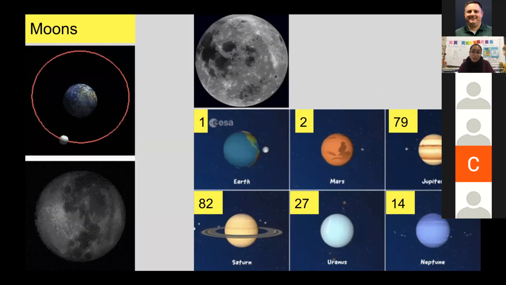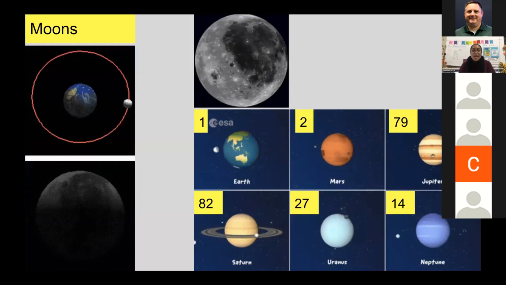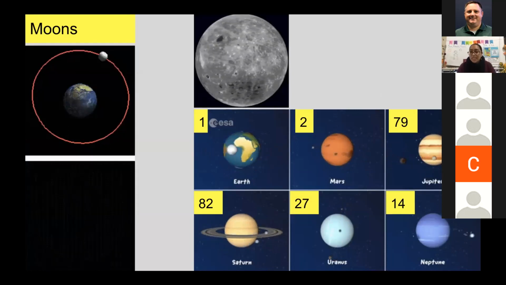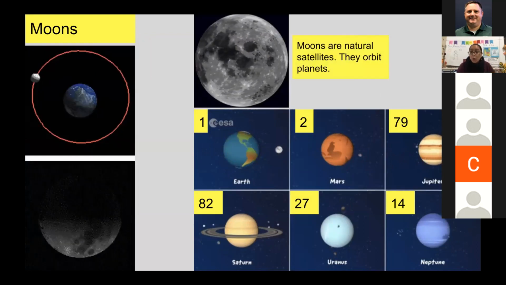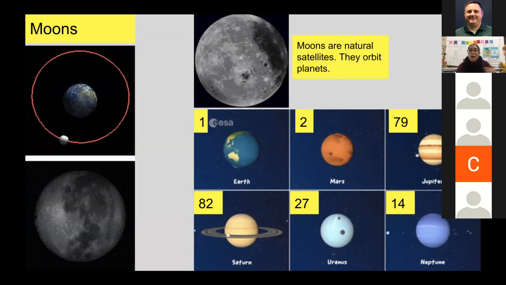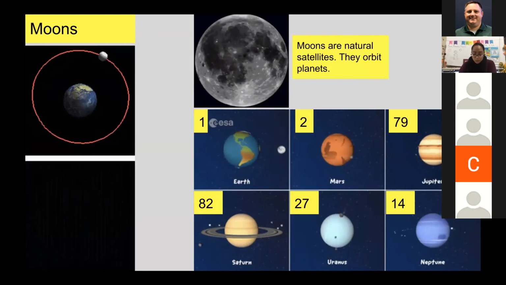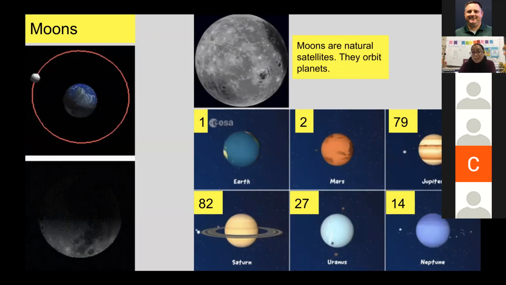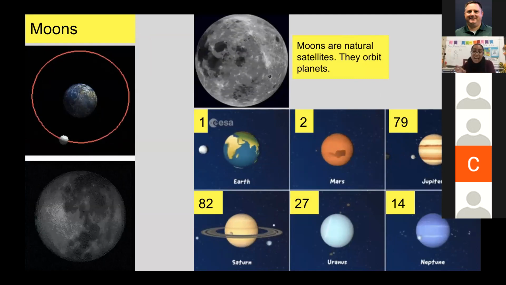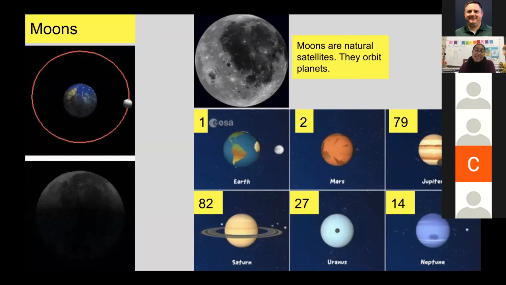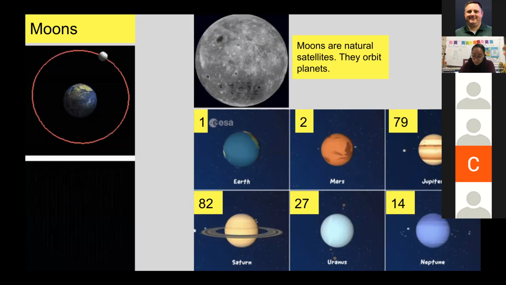So we know planet Earth only has 1 moon, and a moon is simply a natural satellite. That means that it's going to be orbiting or going around a planetary body. And all gas giants have moons, and there's more than 200 moons in our entire solar system. And some dwarf planets even have moons too.